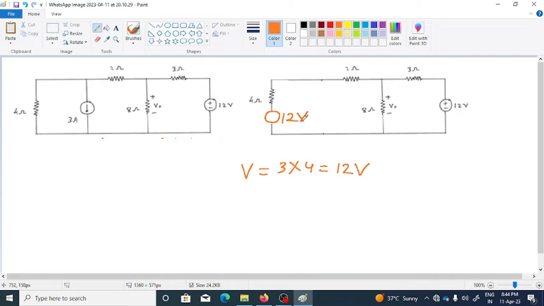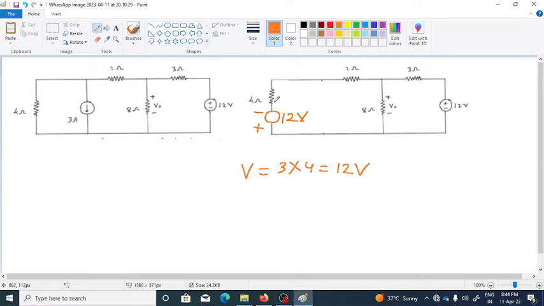Okay, now what about the polarity? Remember, the current polarity is like this, so that's why the voltage polarity will be lower side positive and upper side negative, right? So we have converted this particular combination into its equivalent voltage and resistance.